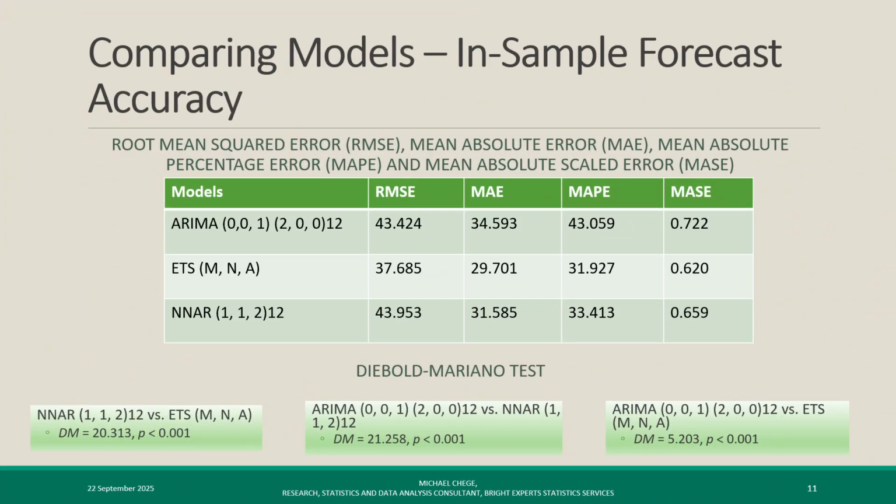We compare models using root mean squared error, mean absolute error, mean absolute percentage error, and mean absolute scaled error. ETS model outperforms both ARIMA and NNAR models across all metrics. Diebold-Mariano tests confirm these differences are not just present, but also statistically significant.